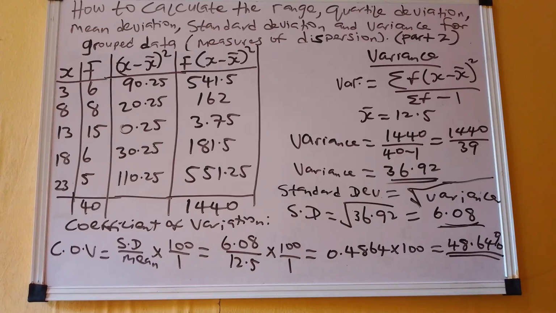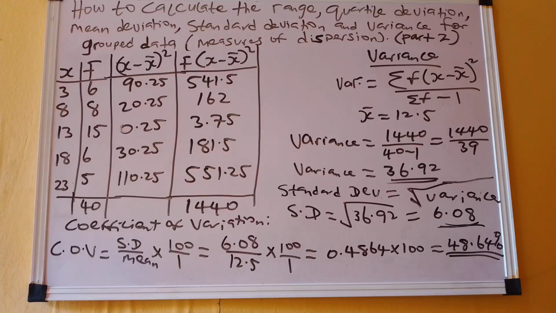Beloved, I hope you have learned something today. I told you from the beginning to wait patiently for this video as we run through it. We have successfully done the measures of dispersion for grouped data. We have calculated the range, the coefficient of the range, the quartile deviation, and the coefficient of the quartile deviation. We calculated the mean deviation. There are three types: the mean deviation about the mean, about the mode, and about the median, and their corresponding coefficients of the mean deviation.